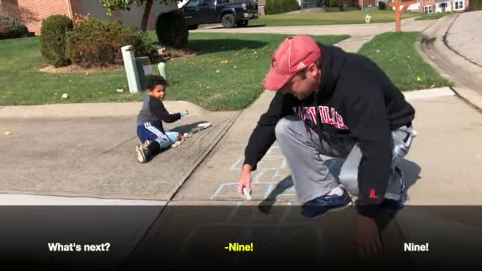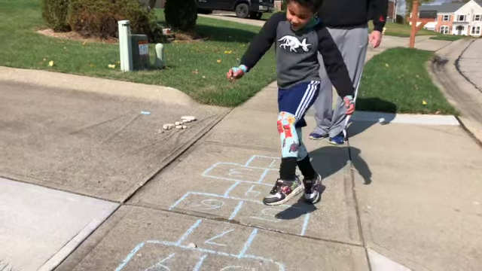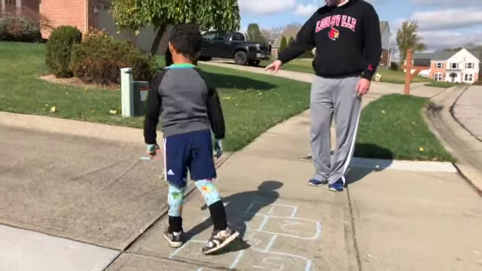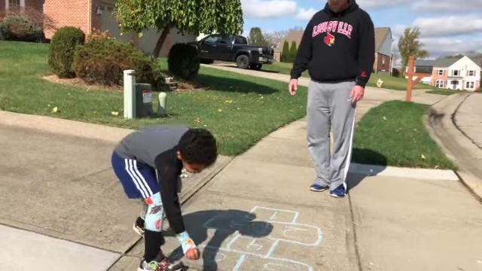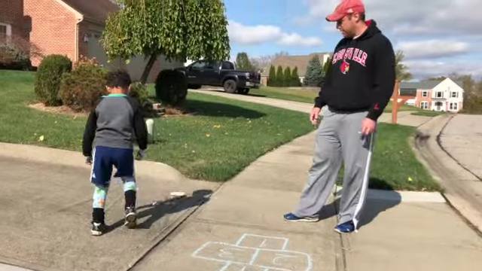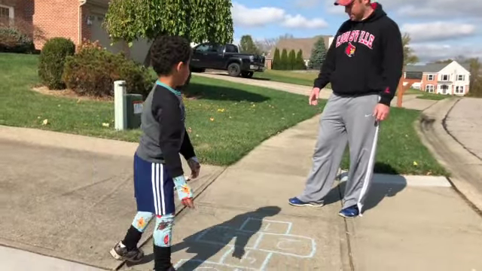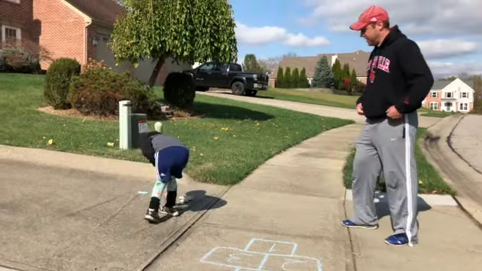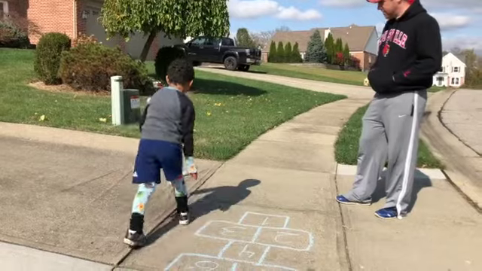Next. 9. The child had already grabbed a rock, tossed it on the hopscotch, and it landed on the number 7. So here, he's trying to recreate the quantity of 7 using those rocks in the 7 box. He counts out rocks one by one until he gets 7 rocks in the 7 box.